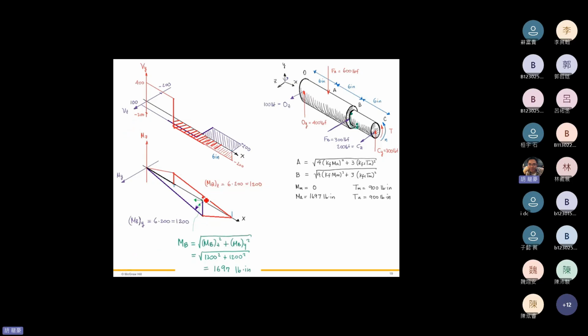So just what I'm saying, we have this plot, for example, we have the point B here. So we have the moment MBz, and I have the moment MBy, and then we can calculate the resultant moment MB.